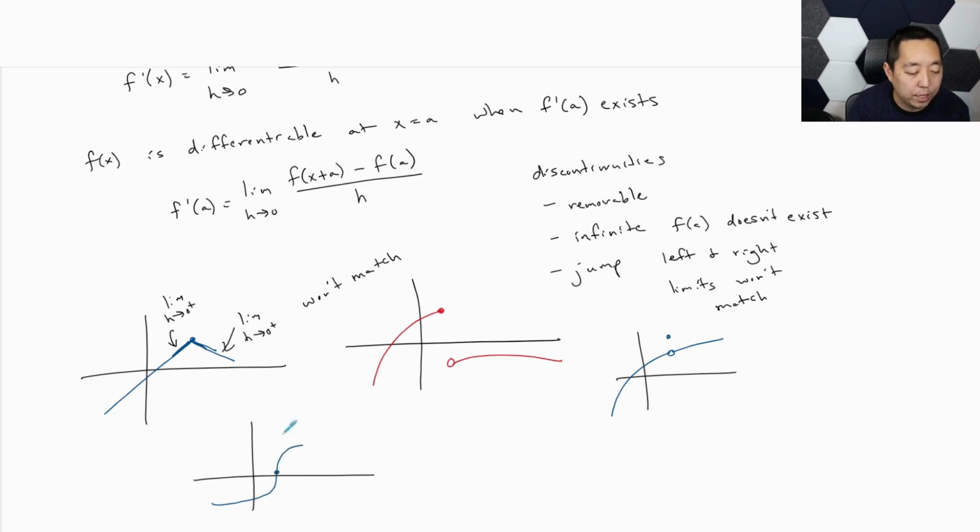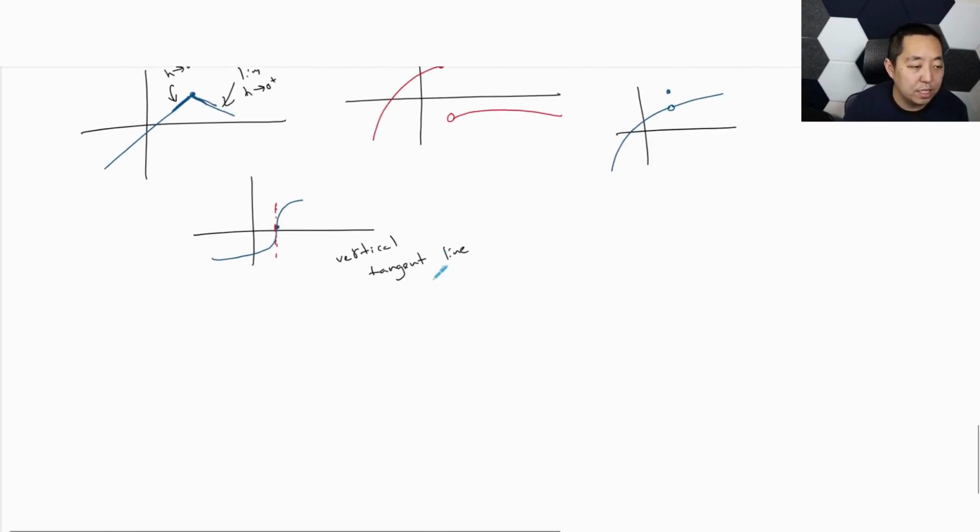So if you have a point where the tangent line is vertical, that's a vertical slope, the vertical tangent line. The derivative doesn't exist because the slope of the tangent line would be infinite, right? This limit would be some kind of infinity.